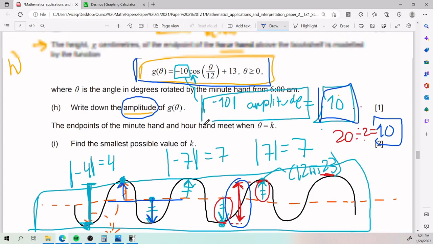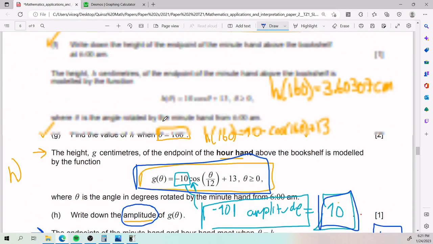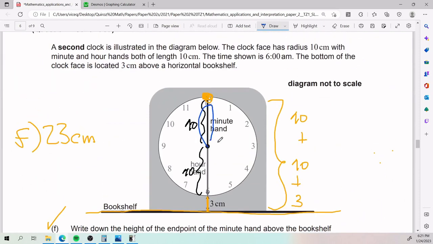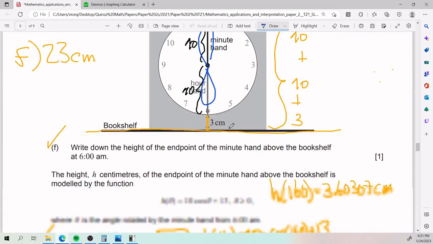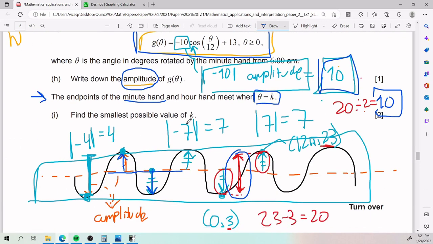Common mistake. Moving on, we have the endpoints of the minute hand and the hour hand. So it's the minute hand being this guy here, and the hour hand being that guy here. At some point they meet, see? And they meet when theta equals k. So, of course, we need to find the smallest possible value of k.